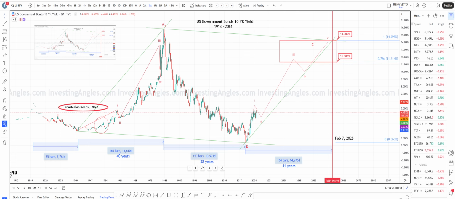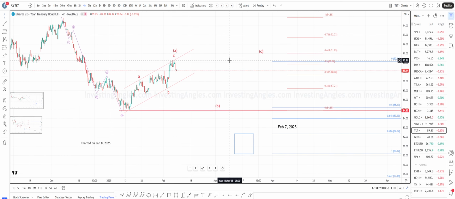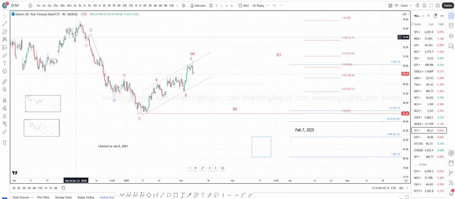Now let's evaluate the TLT. What we are seeing here is TLT. Starting in the beginning of December, it formed a fairly strong impulse down, and since the beginning of January, it's been forming a corrective wave, which breaks down into a corrective fashion. And on Friday, we are seeing a fairly significant move downwards.